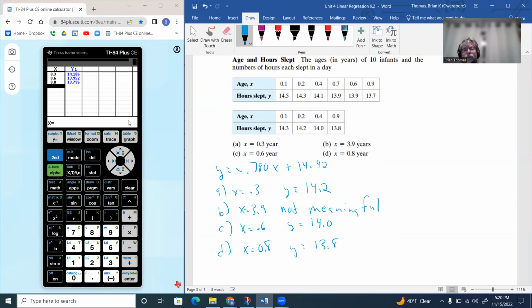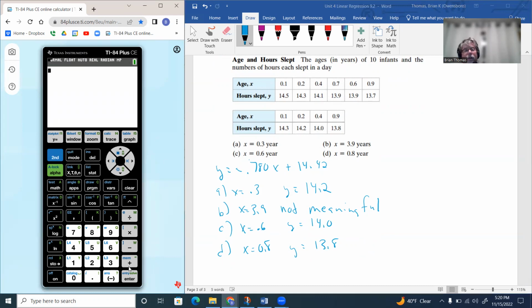Like I said, you don't have to use this necessarily. You could do this by just typing it out here, negative 0.780 times 0.8 plus 14.42, hit enter. And that does give you that 13.796 or 13.8. So either way, you can do that part. But the more you work with the calculator, it just makes things a little bit easier sometimes too. Well, that concludes our lessons on linear regression.